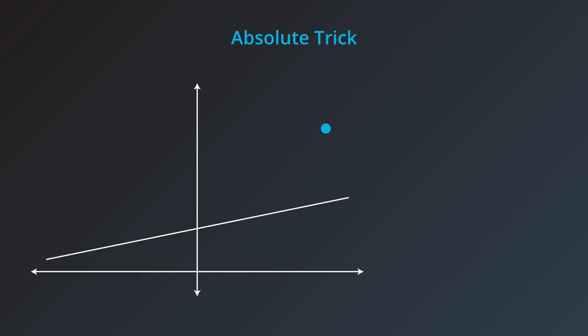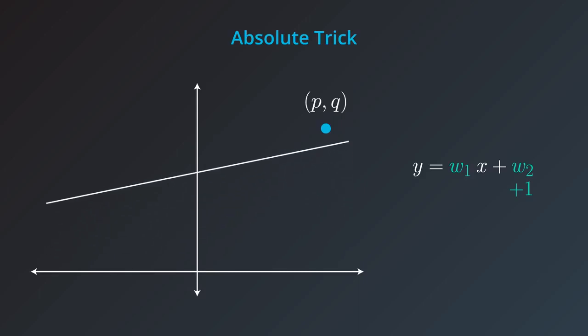The point has coordinates p comma q, where p is the horizontal coordinate and q is the vertical coordinate. And the line has equation y equals w1x plus w2. In here, w1 is the slope and w2 is the y-intercept. So an easy way to move the line closer to the point PQ is to just add 1 to the y-intercept, and then there it is, the line moves up.